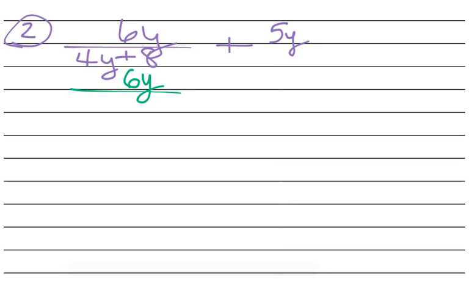The next problem we'll do is 6y over 4y plus 8 plus 5y. Now, yeah, you could probably multiply the top and bottom of the right fraction by 4y plus 8 and then simplify it all later. But for me, it often is less work to try to factor at the start. I'm not promising that that's going to be the best decision, but it's the decision I'm making.